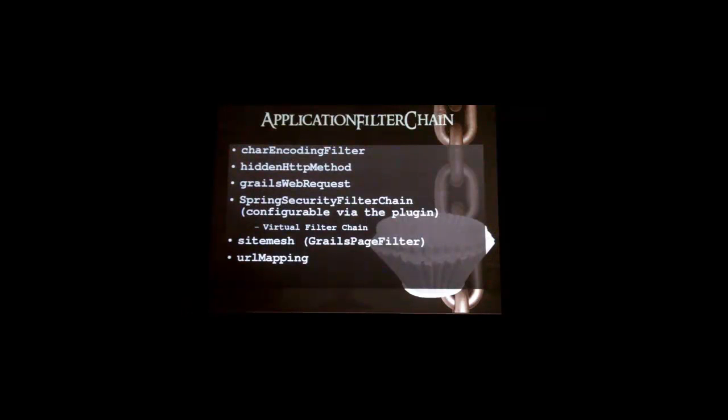So this is where we start to first see our application. These are the filters that we're going to look at, right? First one's the character encoding filter. It's the same one you've seen in Spring. There's a hidden HTTP method filter. Grails web request filter, Spring security filter chain, so that's another pluggable filter chain that we can use to handle security. The SiteMesh Grails page filter, so you can decorate pages with layouts and do some after-view processing, and the URL mappings filter, which is going to determine how the request gets routed through your application. To what controller does it go? How do we know whose service is there?